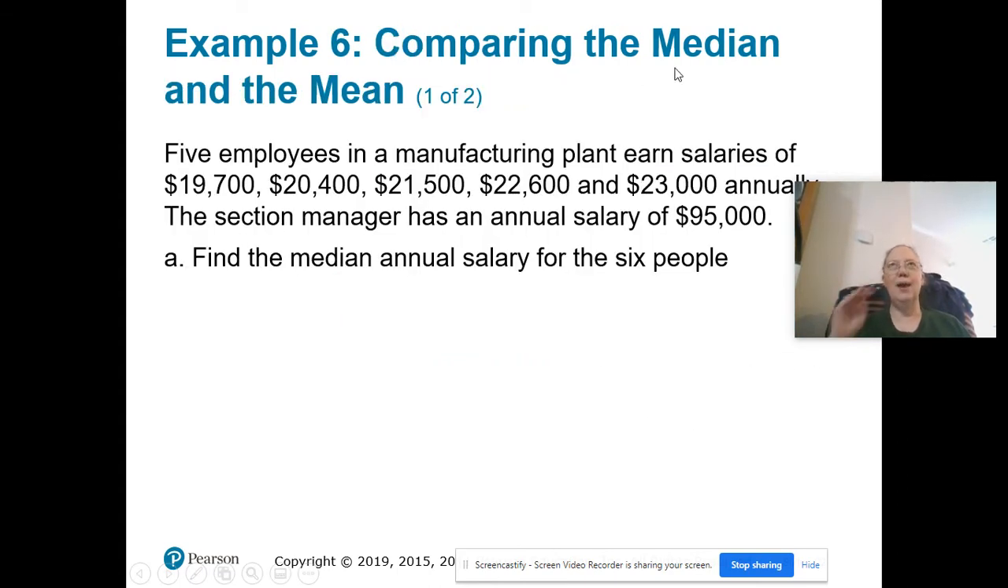So why would we look at the median and the mean? Why would we do both? Why not one or the other? Everybody's like, oh yeah, well, let's find the average. Well, here is an example of when the mean doesn't really give us the full picture. This is an example of why we would look at the median maybe more than the mean.